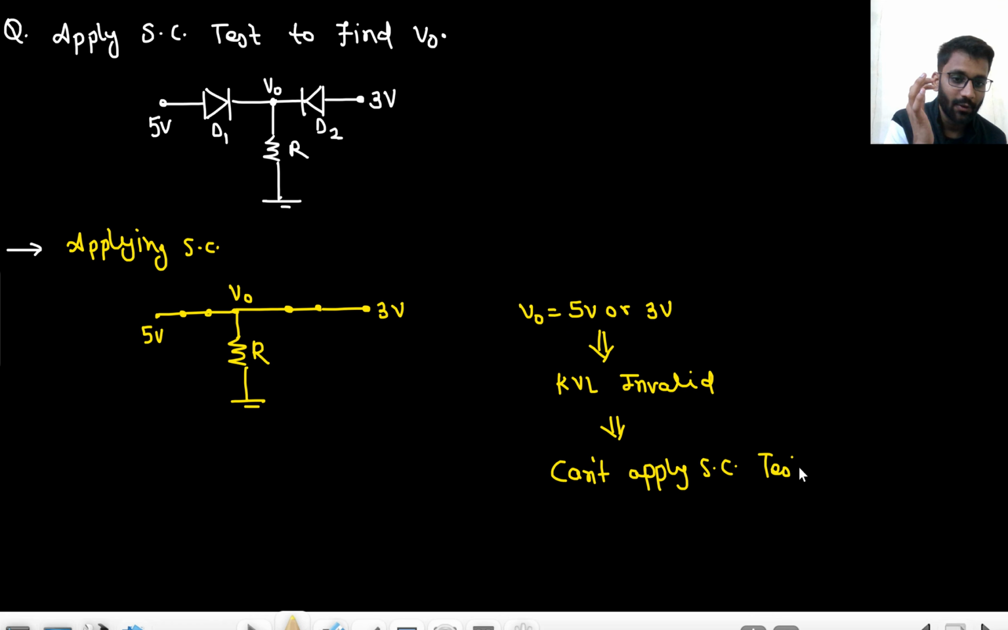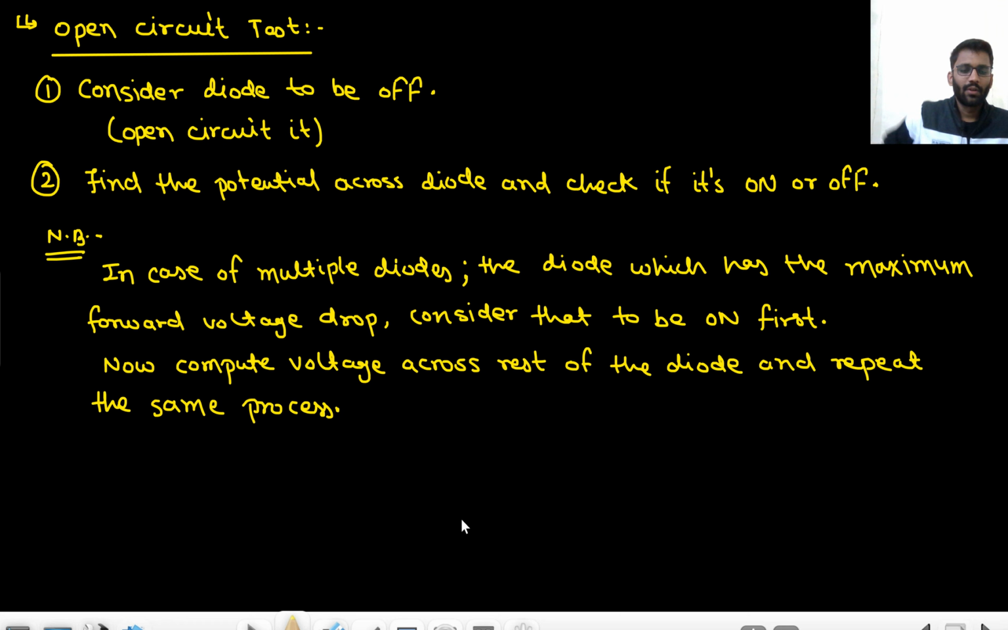So now we will study what is open circuit test. What you need to do in open circuit test? In short circuit test, we considered the diode to be on, and when the diode was on, we replaced it either with short circuit or with its equivalent model. Now when the diode is off, in all the models, it will always be open circuited.